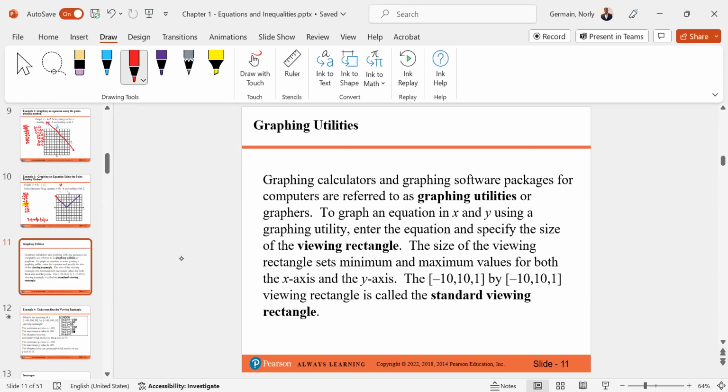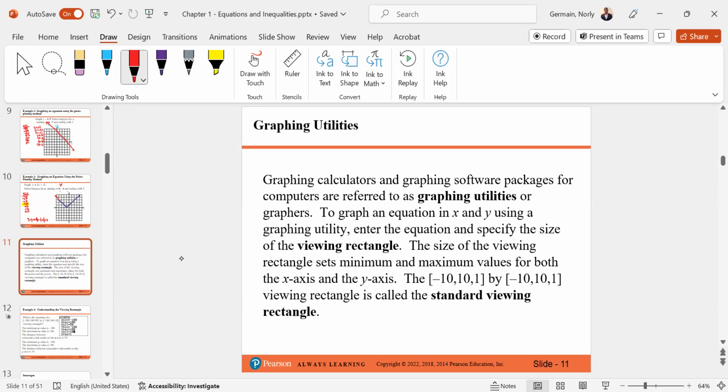All right. Now, it's also important, as we said, to know that you can use graphing utilities to plot your points, or to sketch your graph. Graphing calculators and graphing software packages for computers are referred to as graphing utilities or graphers. To graph any equation in x and y using a graphing utility, enter the equation and specify the size of the viewing rectangle, because the most common ones are the TI-84, TI-83, or TI-89. Myself, I have a TI-89, but some of you might prefer a more complicated calculator. You can use a TI-92.